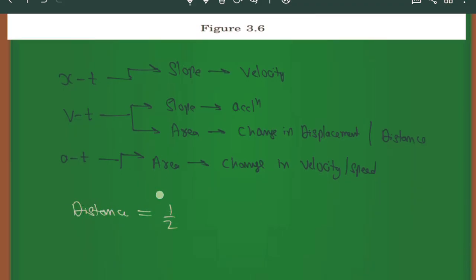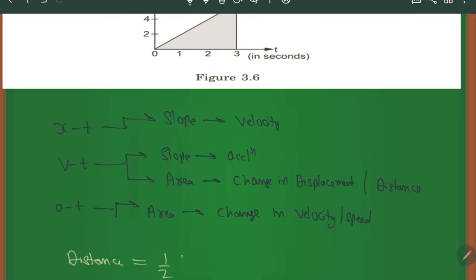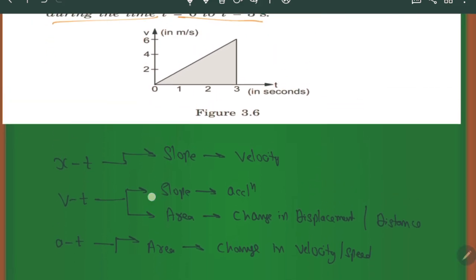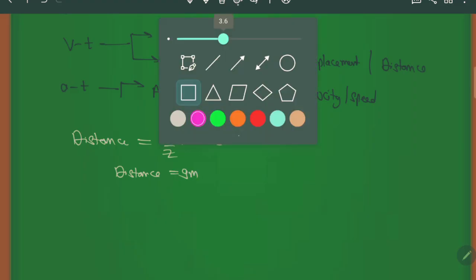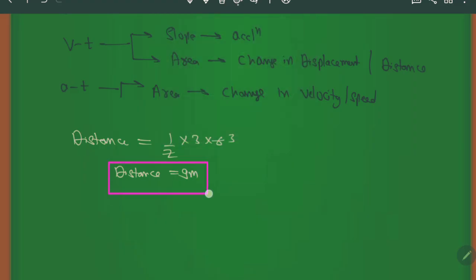So this is the area of the triangle, 1 upon 2, base is 3, height is 6. So that comes out to be 3. So distance covered is basically 9 meters. Understand?